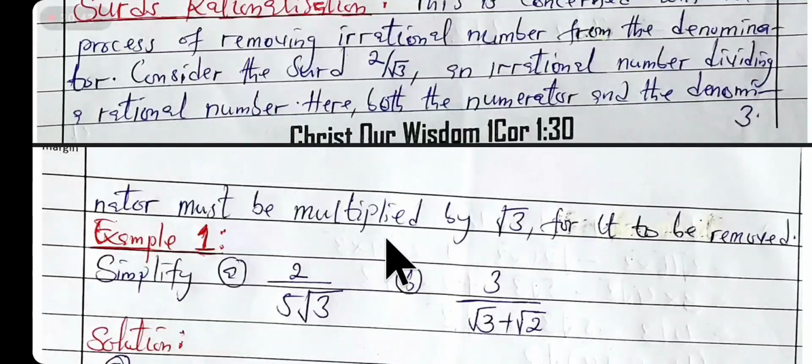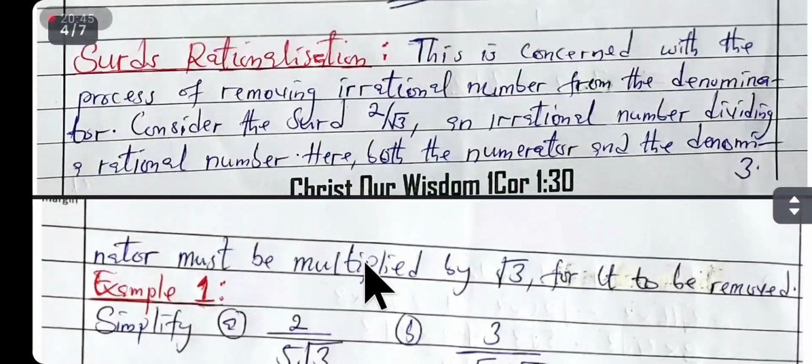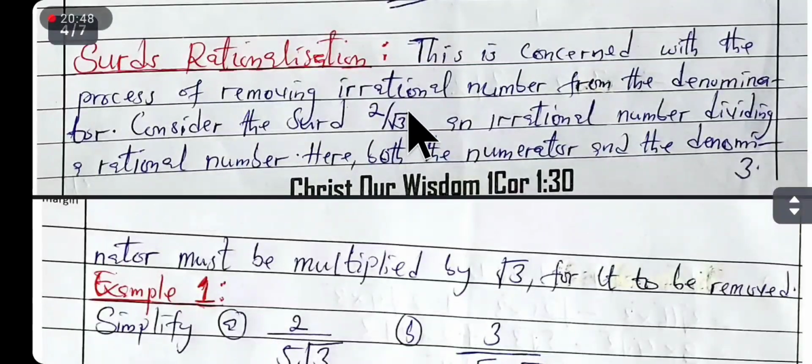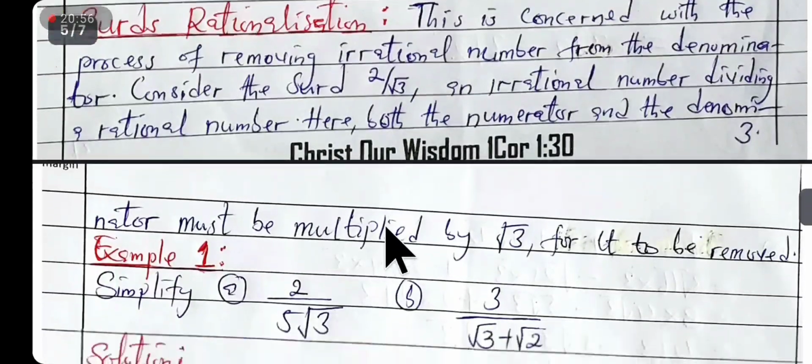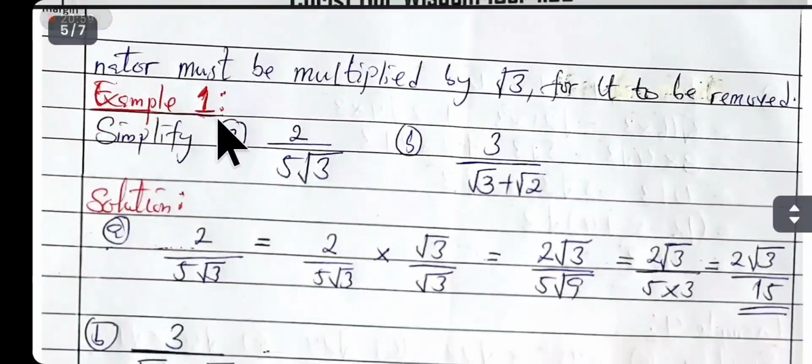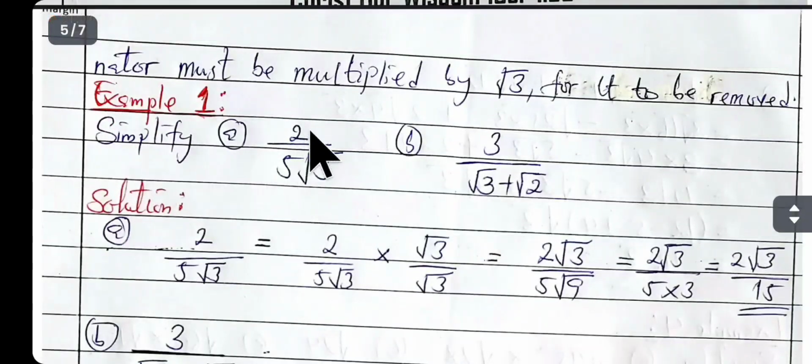Okay, so if you want to rationalize a surd, you use the same denominator, the root, to multiply both the denominator and the numerator. Look at the example here. Example 1, simplify 2 all over 5 root 3. You see that the numerator is rational. The denominator has an irrational part, which is root 3. Also 3 over root 3 plus root 2.